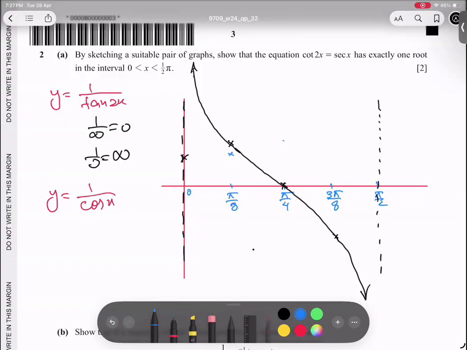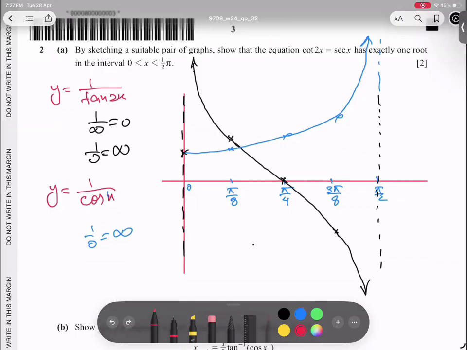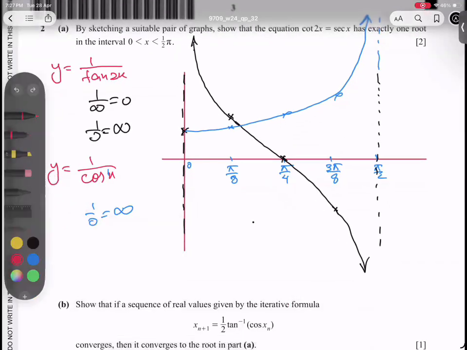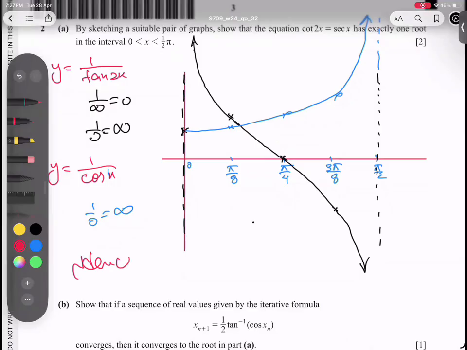Okay, pi by 4 slightly up, and 3 pi by 8 here. And check out the last number, students. The last is pi by 2, and you know very well cos pi by 2 is 0, and 1 by 0 is infinity. It means it is going up this way, and then it becomes infinity. It is very clear. So we can explain here that, yes, proved. Hence proved. I hope this point is very clear.